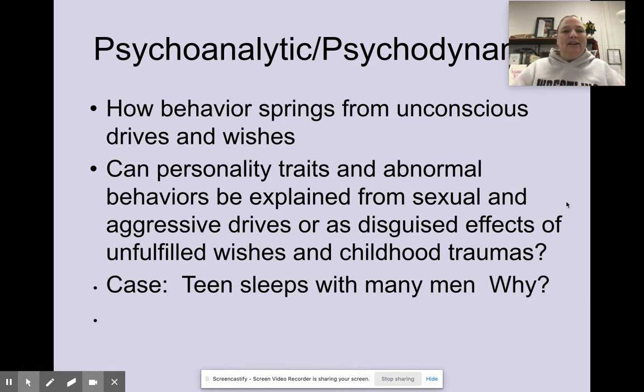Psychoanalytic or dynamic theory, how behavior springs from our unconscious drives and wishes. Can personality traits and abnormal behaviors be explained from sexual and aggressive drives or as disguised effects of unfulfilled wishes and childhood traumas? So let me give you a case example. I have a teenager who sleeps with all kinds of men, sleeping with a lot of people. Why do you think that girl is sleeping with many men? What might be causing that from her unconscious drives and wishes?